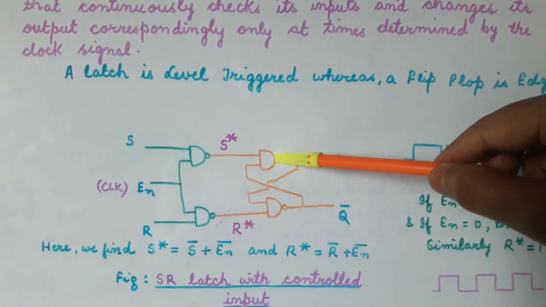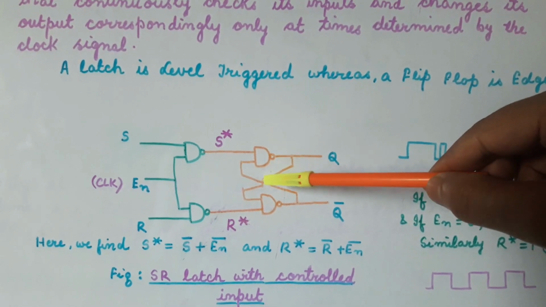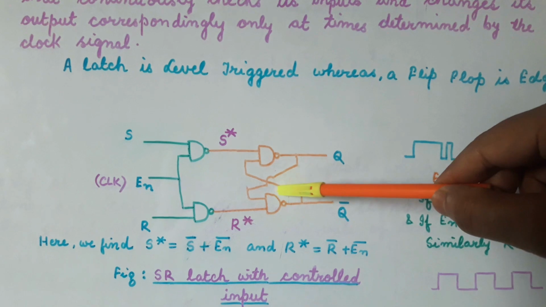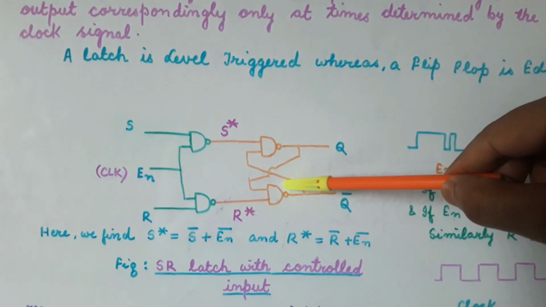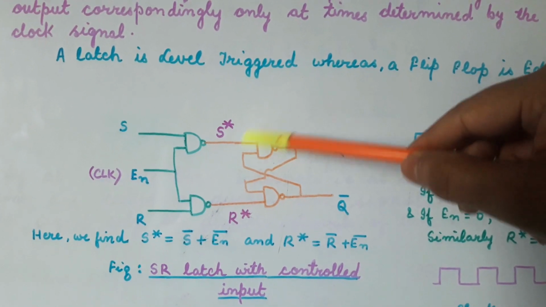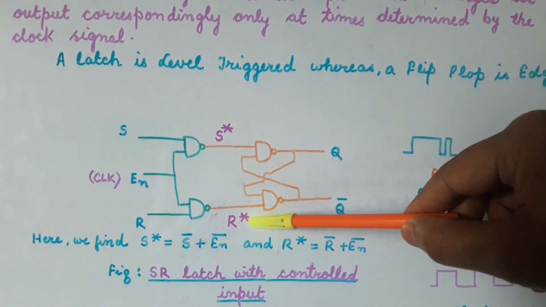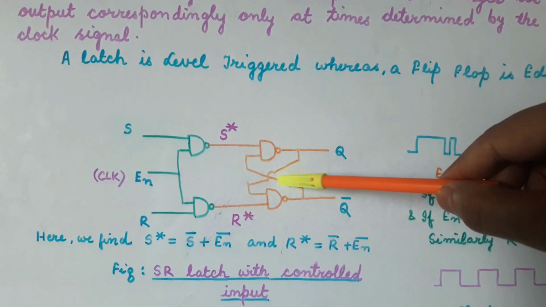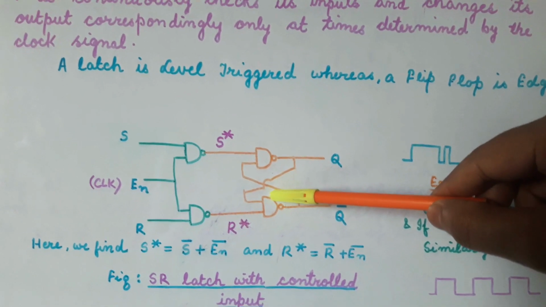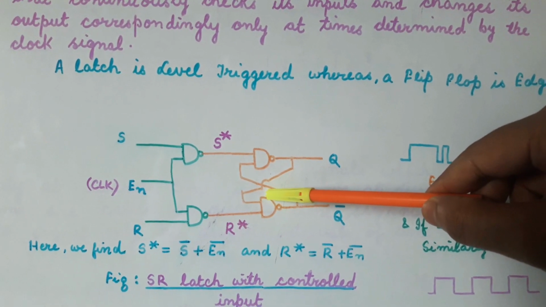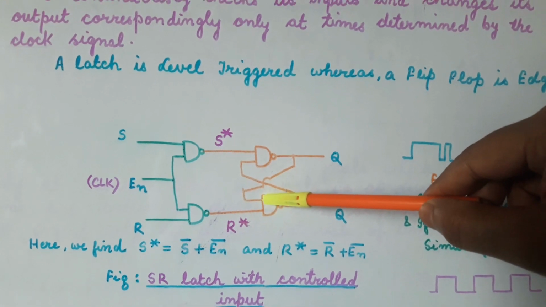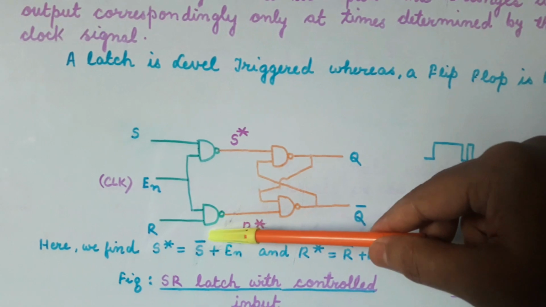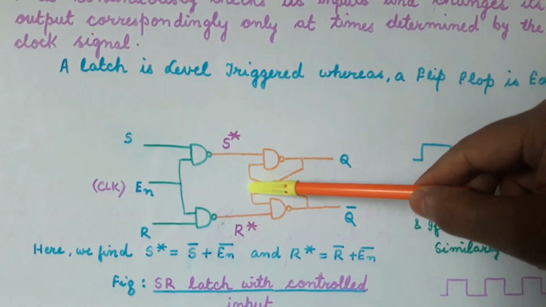We find that there is no control input given to this circuit, and in this case, the values of S star and R star can be changed accidentally or intentionally. Therefore, this circuit is not suitable for use. So, we need to introduce a control input to this circuit, and for that purpose we have added two NAND gates to this circuit.